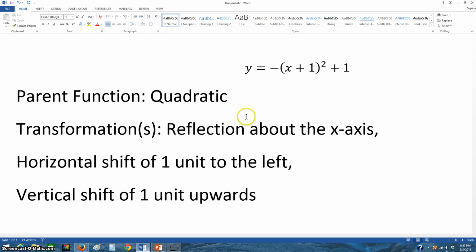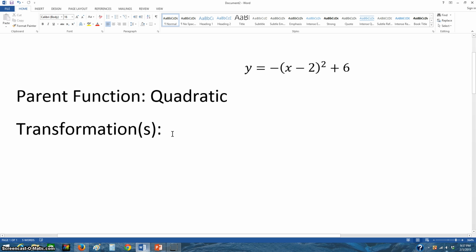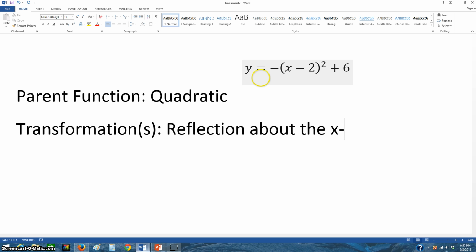Okay, moving on. Our next one is going to be x minus 2 plus 6. All right, so let's see what's going on in this case. All right, so our parent function is still going to be the quadratic function. Let's discuss our transformations. I want to take care of this negative, so obviously it's going to have a reflection about the x-axis.